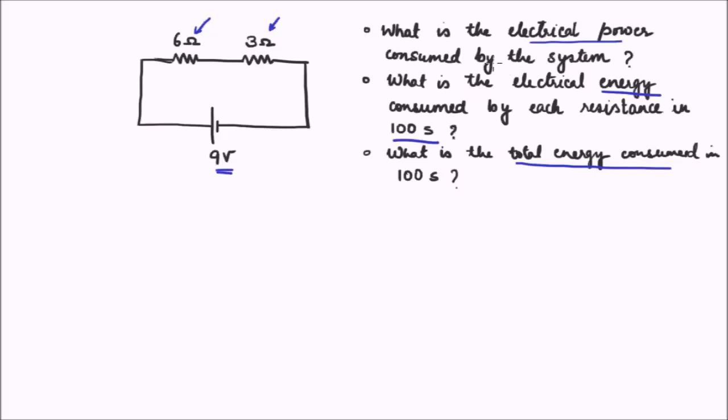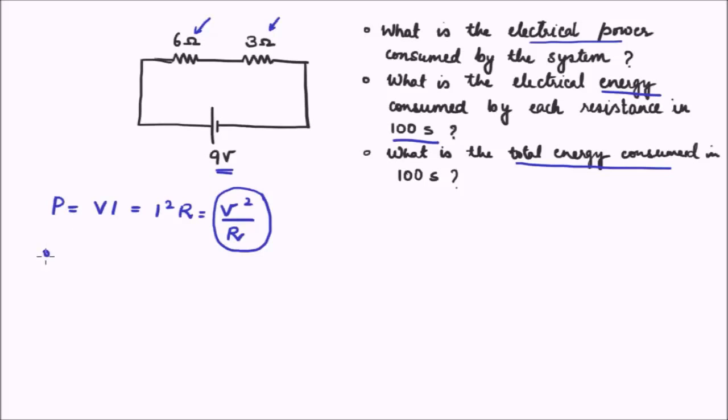So let us start with the first part that asks us to find the electrical power consumed by the system. To begin with, let us write the formulas we know about power. We know that power is VI, I square R, and V square upon R. These are the three relations we know about power. What do we have here? We have our voltage and we have the individual resistances. So if we find the combined resistance of the system, then we can use the formula V square upon R to find the effective power consumed by the system, isn't it?